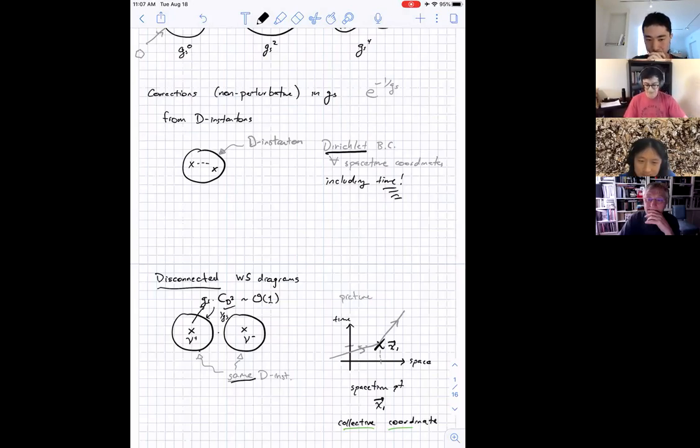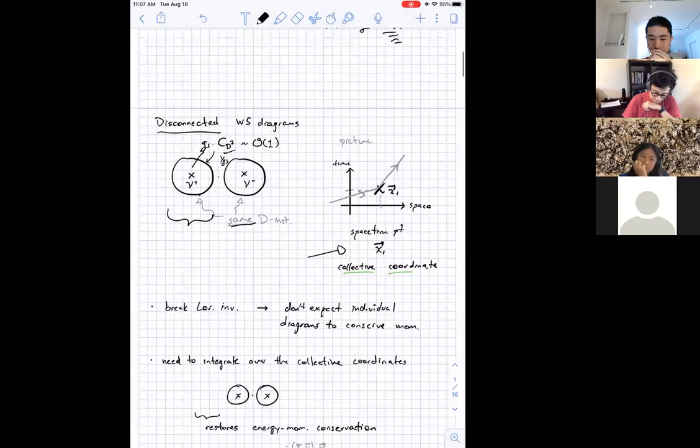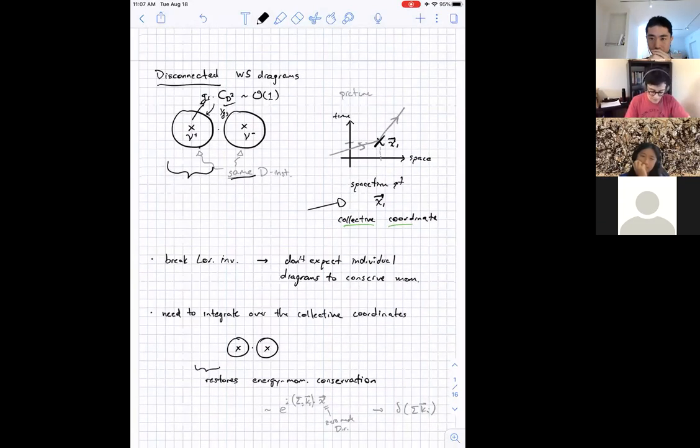So as we see, the instanton itself breaks Lorentz invariance. So importantly, we don't expect an individual diagram to conserve energy momentum, but rather it's only after we integrate over this collective coordinate that we recover energy conservation. So after we compute all these 1-point diagrams, we must integrate over the collective coordinate of the D-instanton, and then we restore energy conservation, as we'll see explicitly later on. But this is the basic picture.